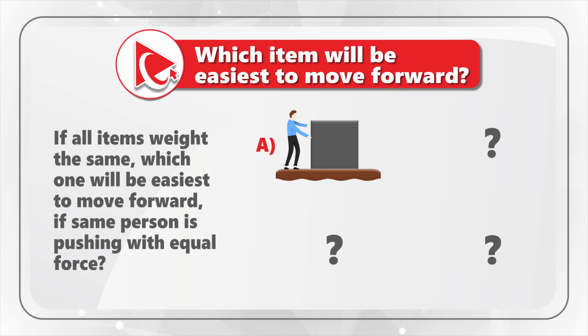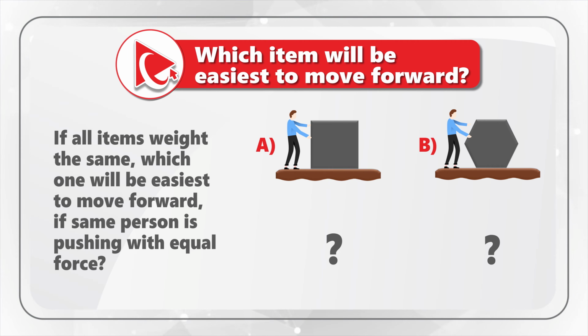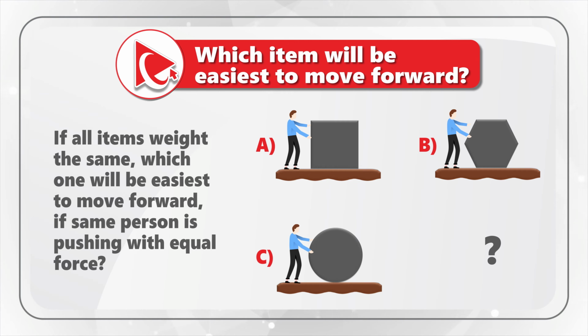Choice A, person moving forward a cube. Choice B, person moving forward a hexagon. Choice C, person moving forward a ball. And last but not least is neither one. Take a close look to see if you can come up with the answer.